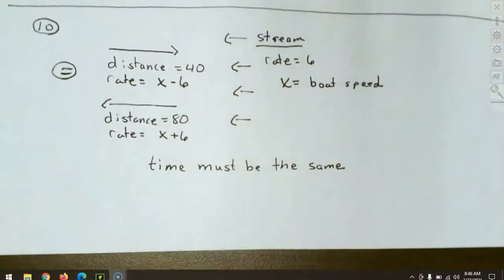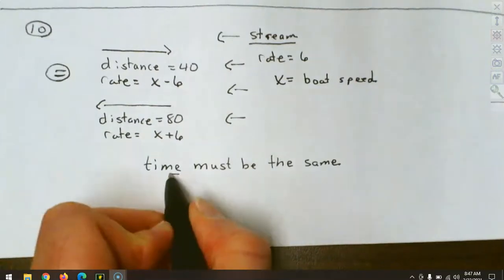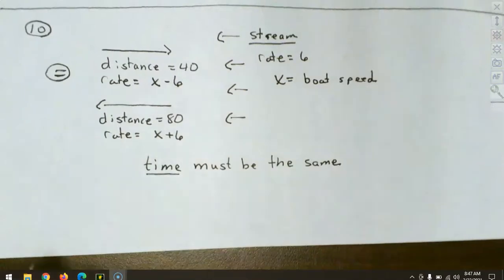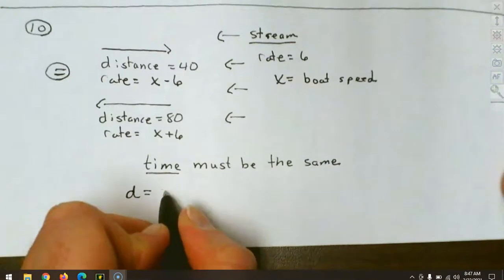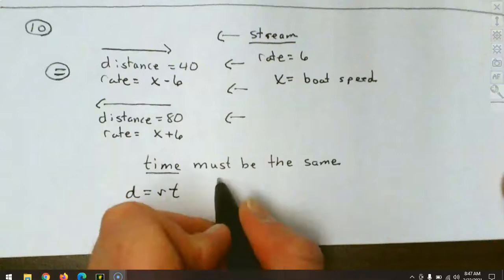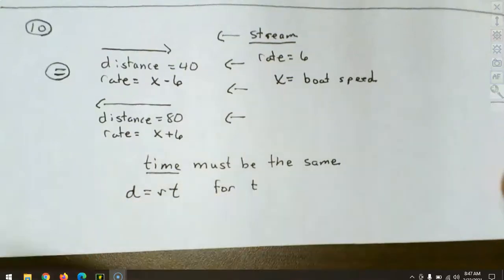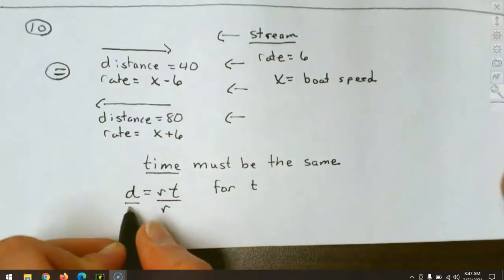Now, normally we get our distance by taking the rate times the time. But we don't want to work with the distance anymore. We want to find our time because the time has to be the same. So what do we know? We know our distance d equals the rate times the time. Again, we want the time. So let's solve this for the t. We can solve this for the t by dividing by the r.